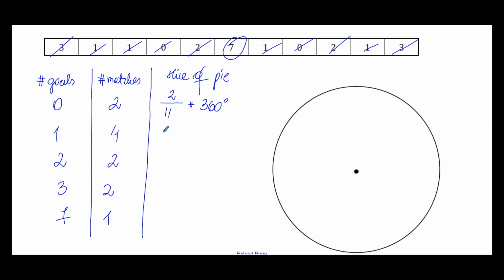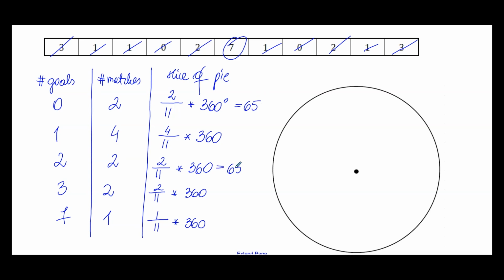The same we're going to do for the next one. Out of 11 games, 4 is the one I want, and I need to know what slice is that of 360 again. Then 2 out of 11, and again multiply by 360. Here is exactly the same, so we're going to have 3 of them that are the same, and one of them that is 1 out of 11 multiplied by 360. So we put that in the calculator and we are getting 65. Those 3 of them are going to be 65. Then we put that in the calculator and we get 131. And the last one, really small one, because it's only 1 out of 11, will be 33.